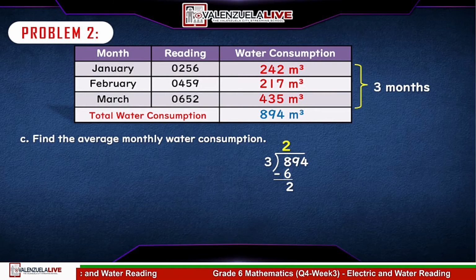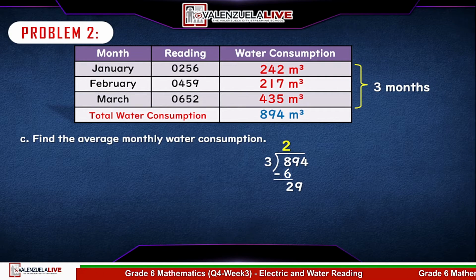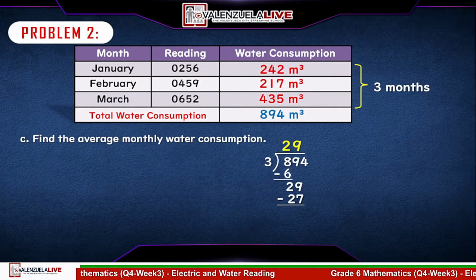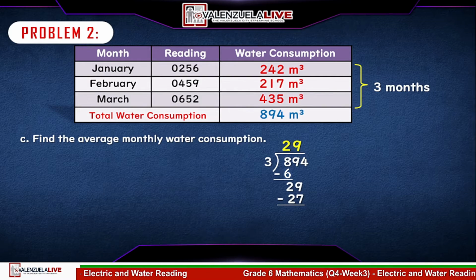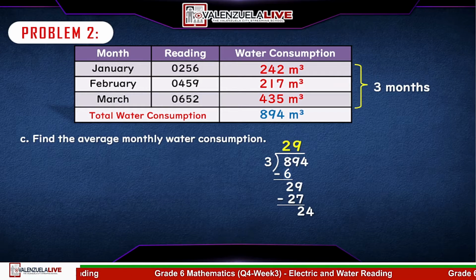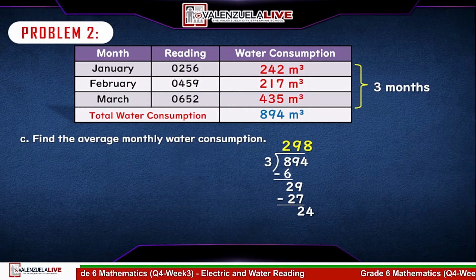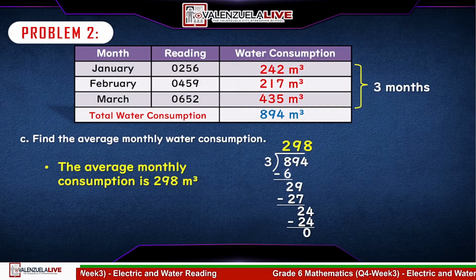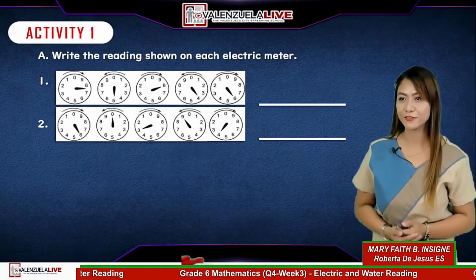8 minus 6 equals 2. Bring down 9. 29 divided by 3, the answer is 9. 9 times 3 equals 27. 29 minus 27 equals 2. Bring down 4. 24 divided by 3, the answer is 8. Therefore, the answer for the average monthly consumption is 298 cubic meters.